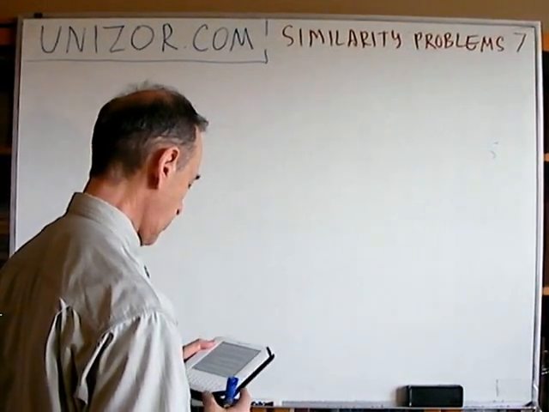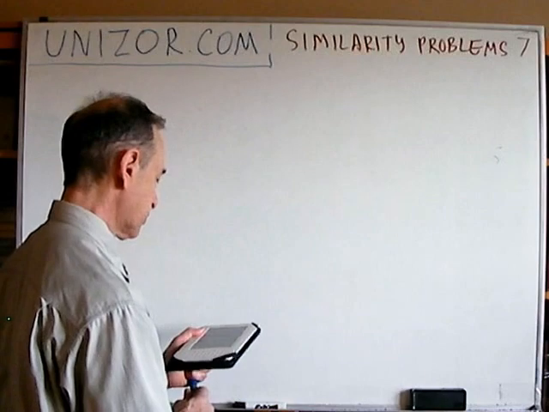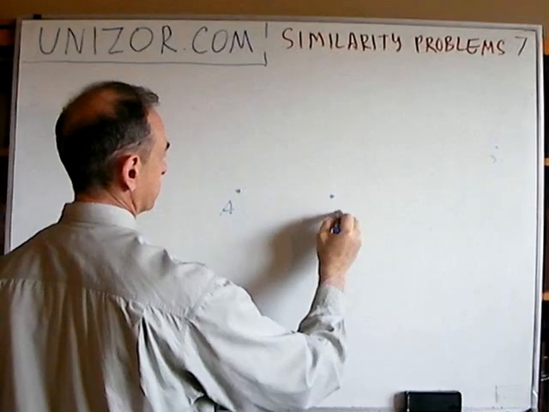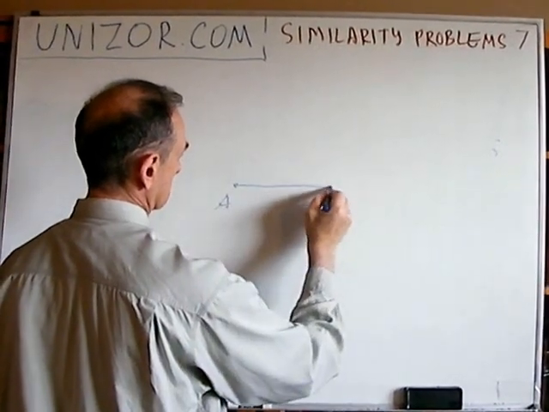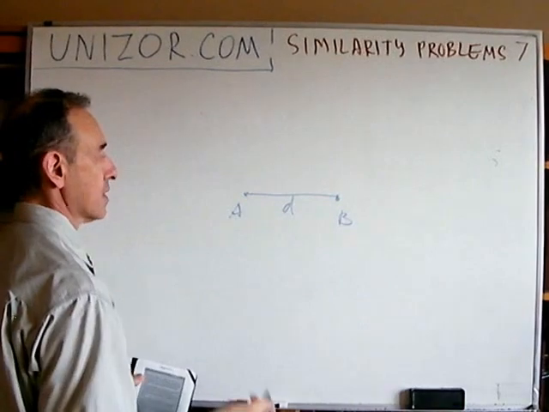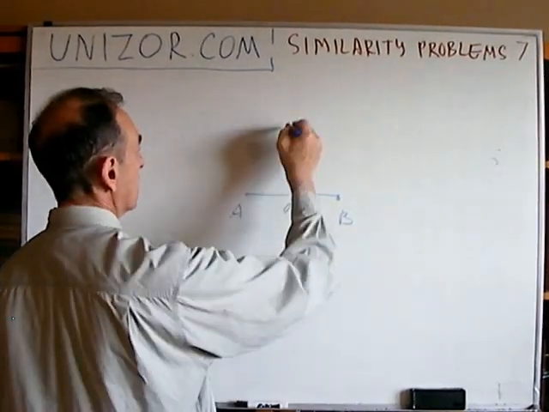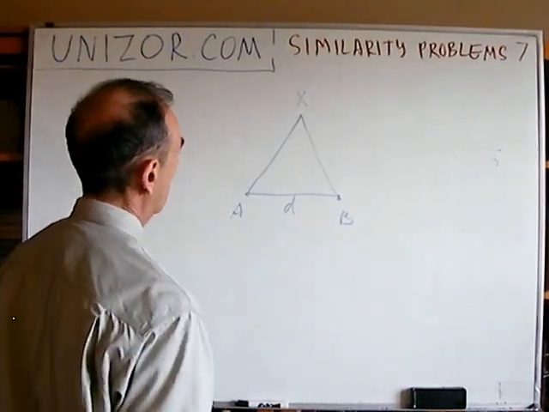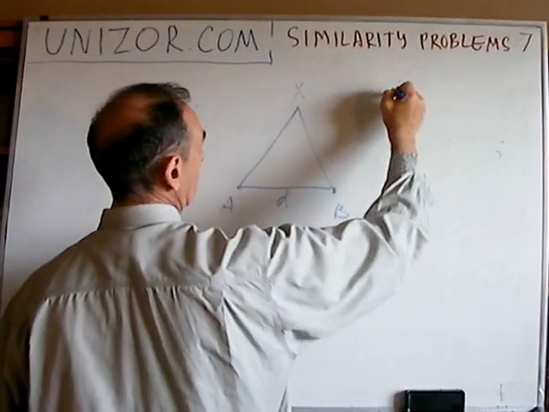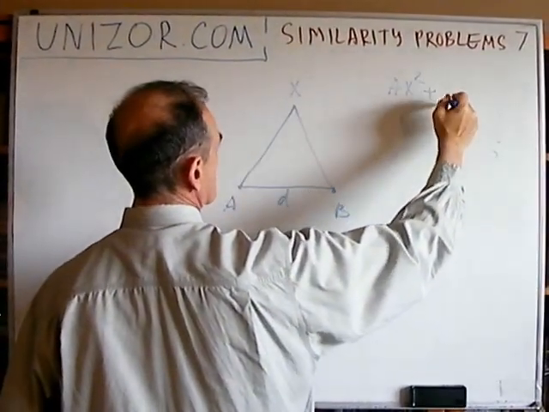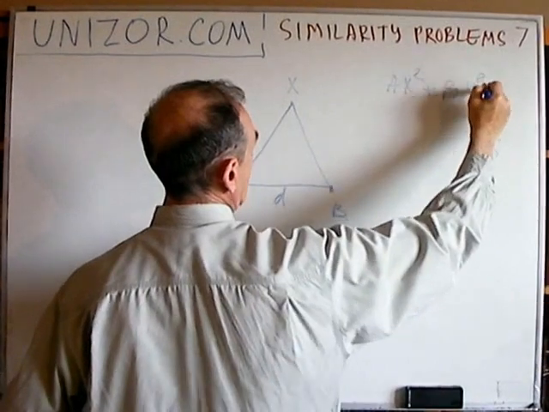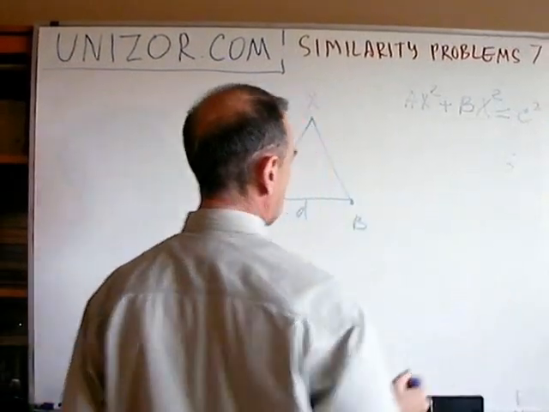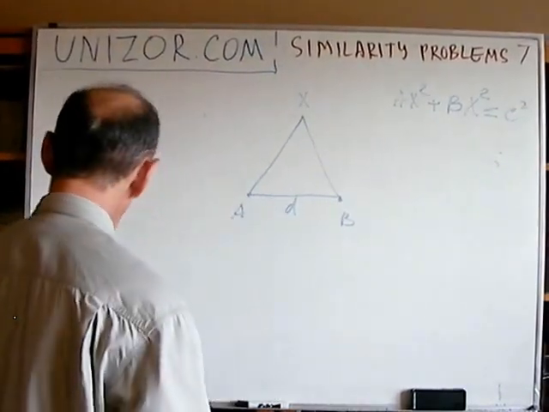Points with given sum of squares of distances from these points to two given points. Okay, so you have two given points, A and B. Well, you can say that they have a distance between them, D, because it's given. And now, I have to find all the points X where AX squared plus BX squared is equal to some constant. Well, let's put it C squared. Doesn't really matter. It's a constant. It's given to us.